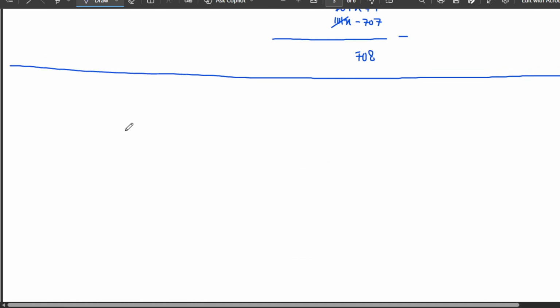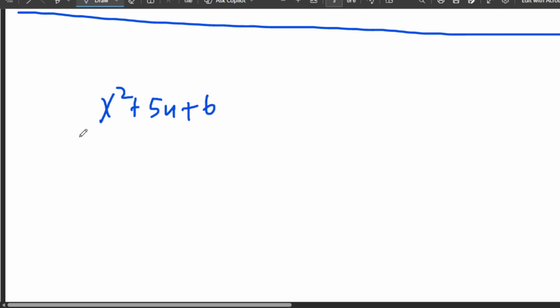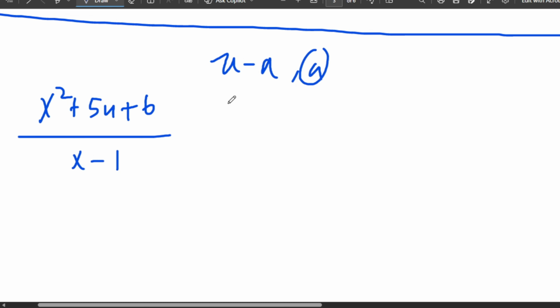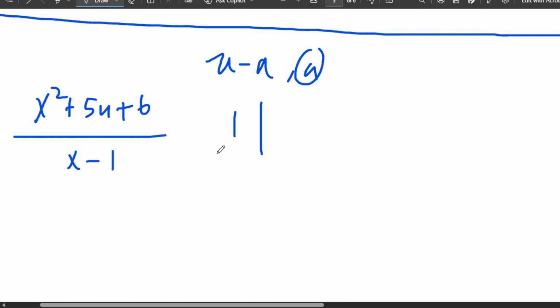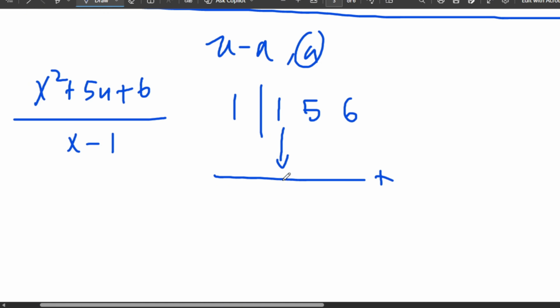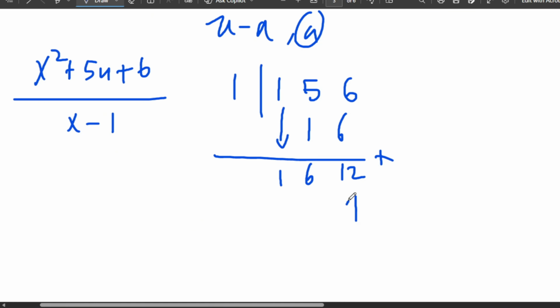Okay, so now synthetic division. If we have x squared plus 5x plus 6 and we divide by x minus 1, we need the form x minus a, so we take a, which is 1, and write it next to the coefficients, which are 1, 5, and 6. Now we add. The first term 1 goes down, and 1 times 1 is 1. On the next term, 5 plus 1 is 6, and then 6 times 1 is 6. We add them to get 12. This is our remainder.